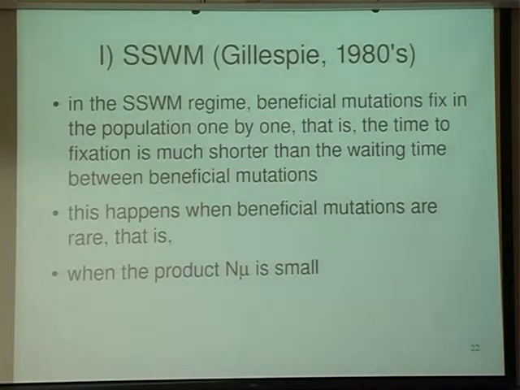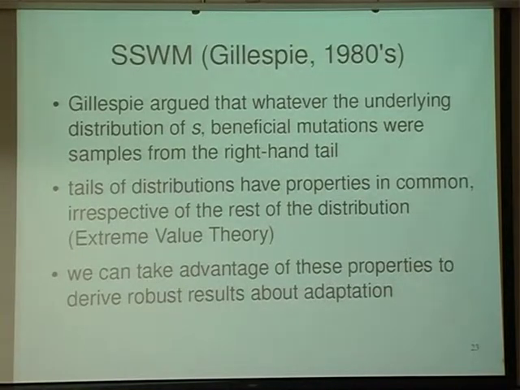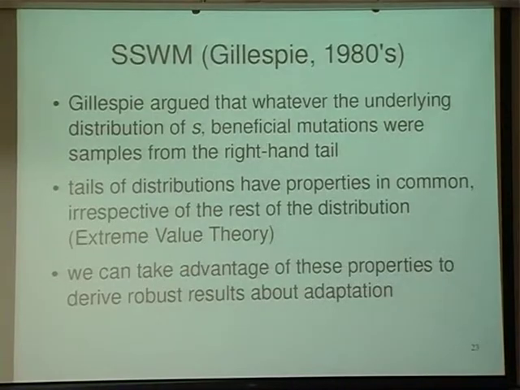So strong selection, weak mutation. Like I said, beneficial mutations fix one by one. So the time to fix is shorter than the waiting time for another mutation to happen. This happens when this product is small. And John Gillespie did some really important work on this in the 1980s. His big insight really was that whatever the underlying distribution of selective effects, beneficial mutations are samples from the extreme right end tail of that distribution. So let me sketch a bit. Okay.